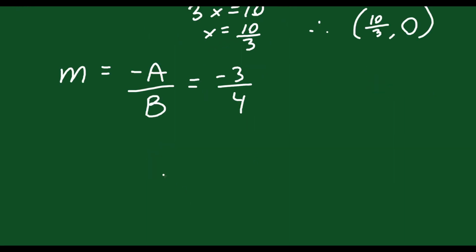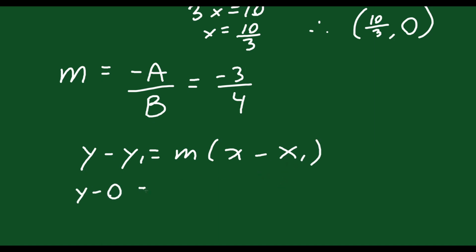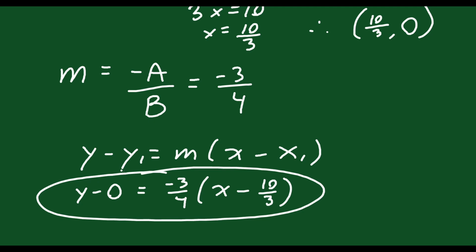Now that we have this information, I can say, all right, I want it in the form y minus y1 equals m times x minus x1. Okay, let's just plug in what we got. Y minus 0 equals negative 3 over 4, x minus 10 thirds. Again, the 10 thirds and the 0 came from this point up here that we had, right? We found that point on the line, so we just plug in that point. Because again, any point can go here that we want. And this is your final answer.